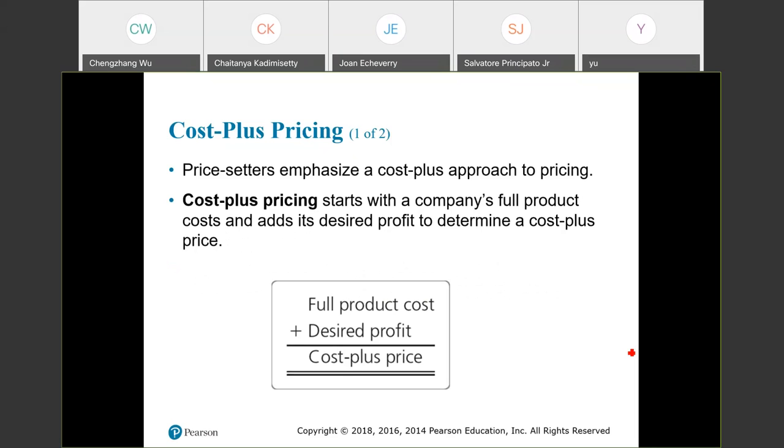Next, let's take a look at cost plus pricing. Well, this pricing strategy should be used for the price setters. When the company is a price setter, it emphasizes a cost plus approach to pricing. This pricing approach is essentially the opposite of the target pricing approach. This approach, as you can see in this slide, starts with the company's full product cost and adds its desired profit to determine the selling price of the product.